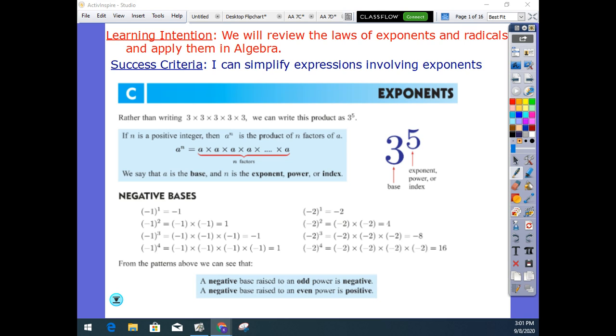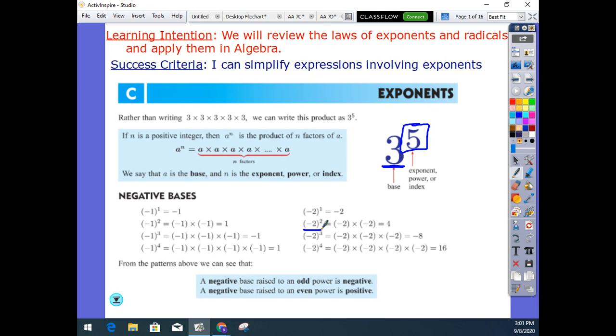Okay, so letter C is just about basic exponent notation and understanding. So this is always our base. This is our exponent. Probably what people miss is if it's a quantity like this and it's negative. So if a negative base is raised to an odd power, it's negative. So let's think about that.